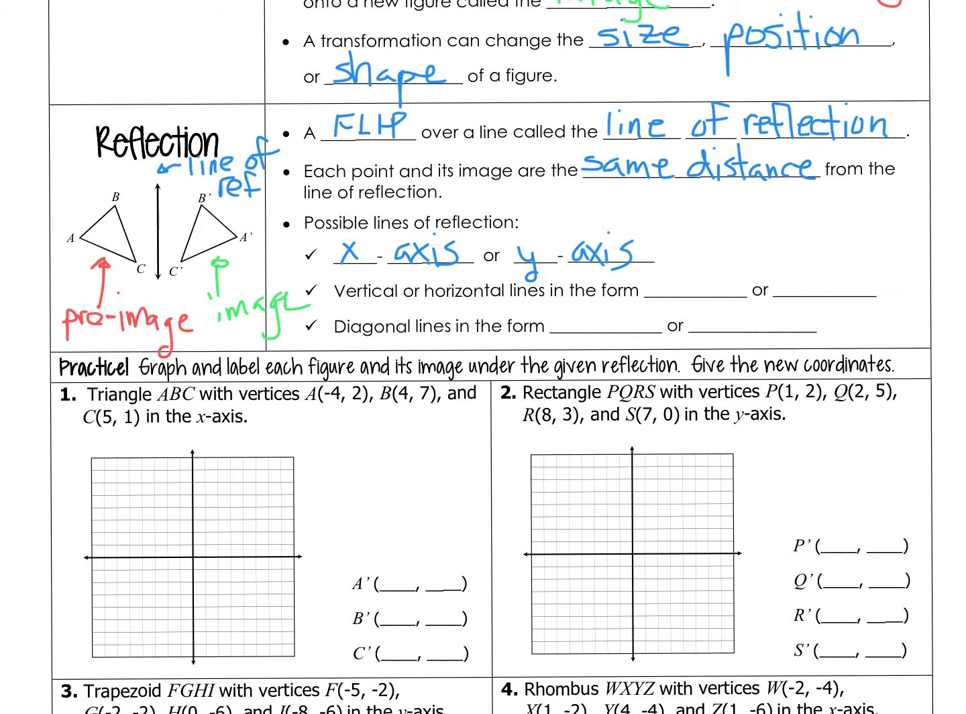So vertical or horizontal lines are always in the form of, let me get a better color. Why can't I change my colors today? I don't know why. Hold that thought. Wow. I guess it's not going to let me change my colors. That's weird. All right, so we're stuck with 4 colors.